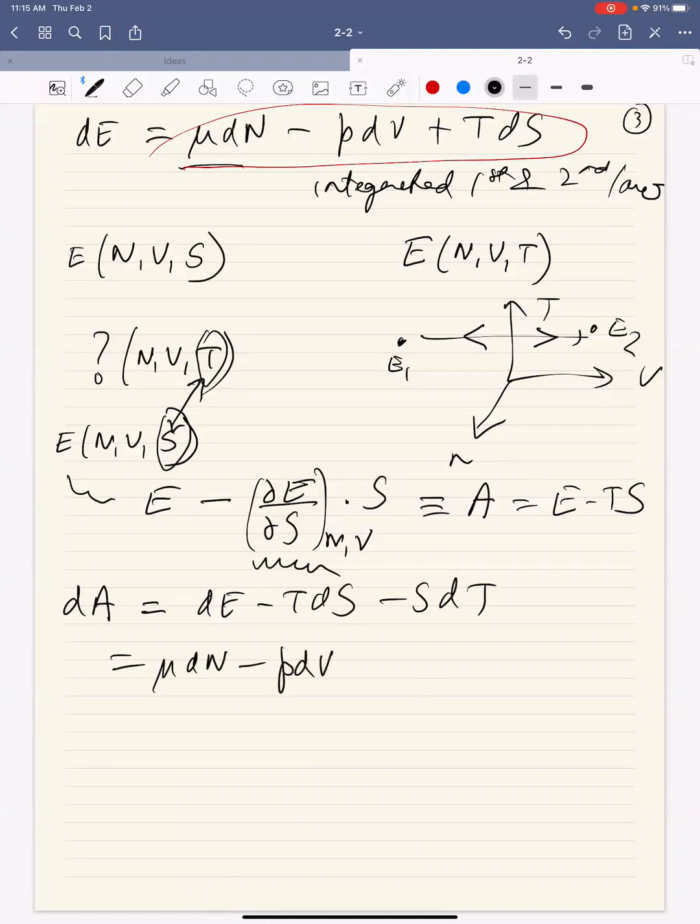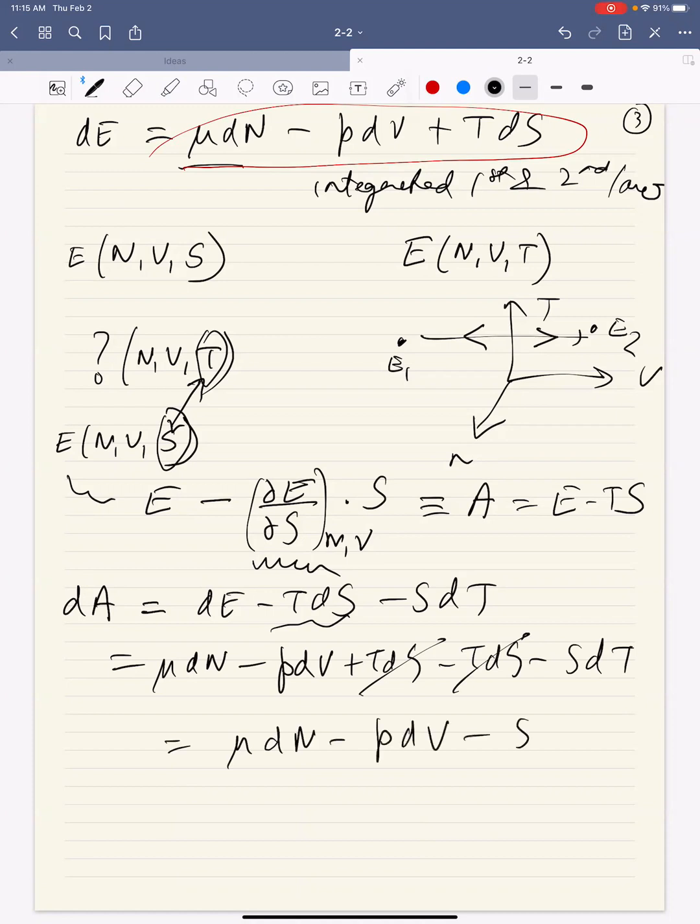Mu dN minus PdV plus TdS, then this one minus TdS, then the final one minus SdT. So plus TdS minus TdS cancel out, and we are left with mu dN minus PdV minus SdT. So you can see the total derivative of A depends on partials of N, V, and T. Therefore, the natural variables of A are N, V, and T. Okay? The Legendre transform already tells you that, but here you can see for yourself.